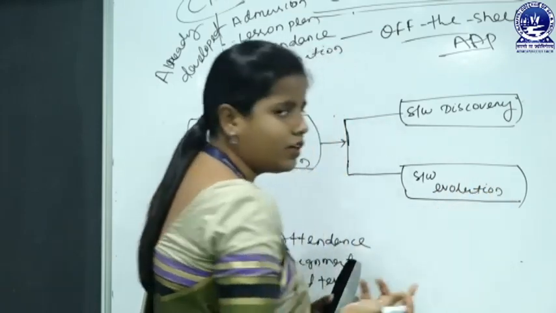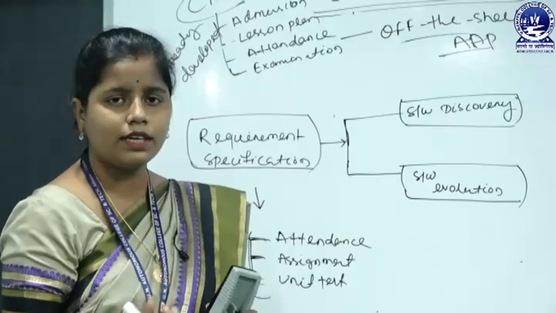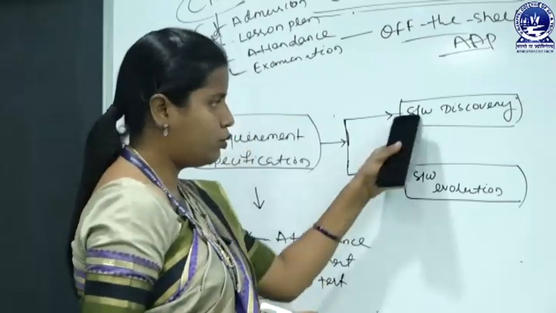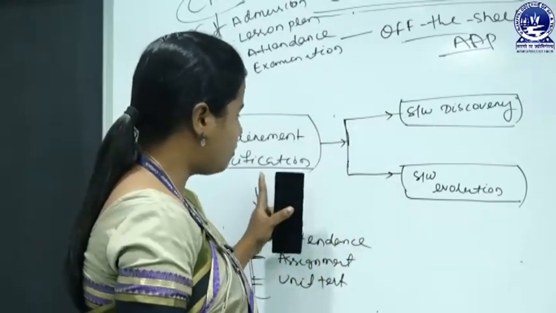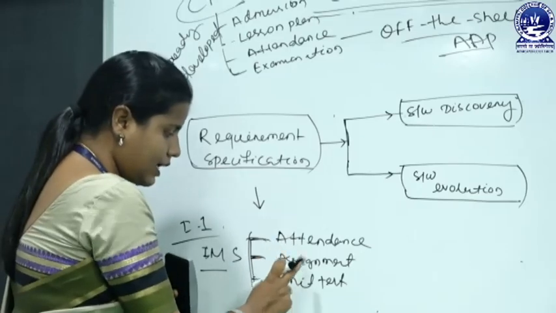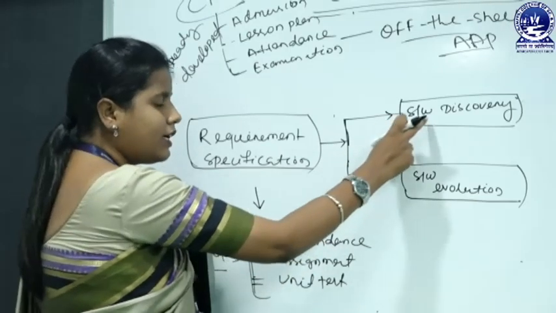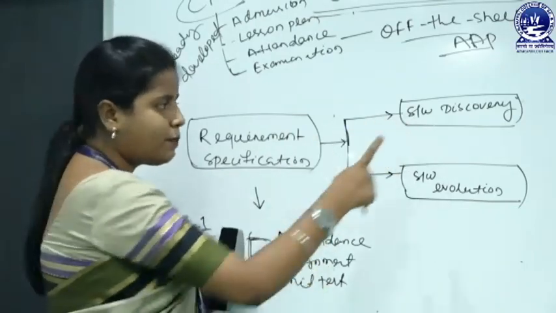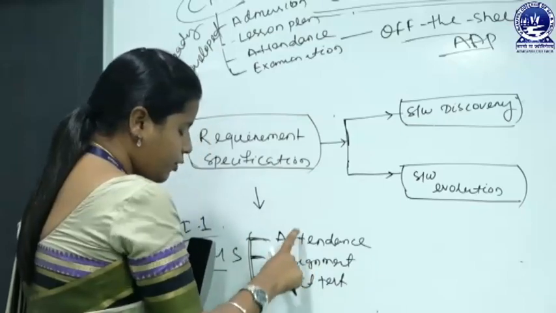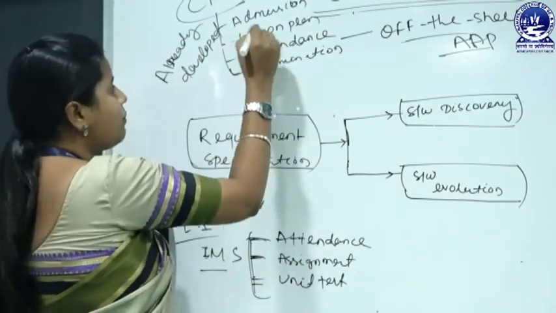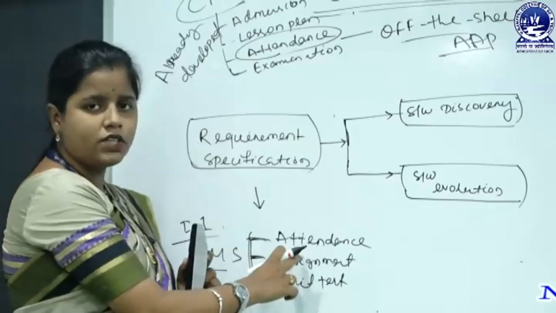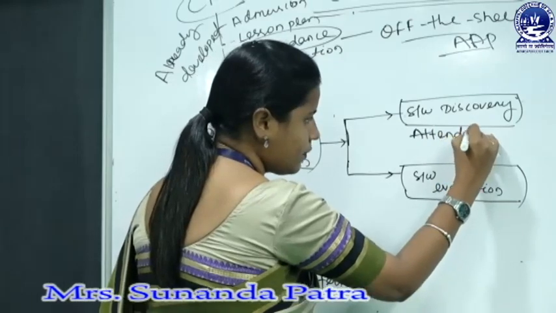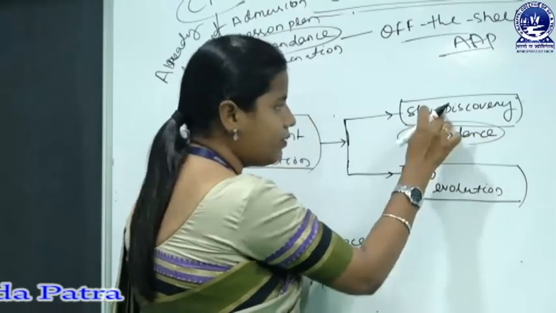Evolution means we are going to create a new software. So, what do these two processes mean? From the requirement specification, that is attendance, assignment and unit test, whatever software is already available, we are going to specify in case of software discovery. So, from attendance, assignment and unit test, we have the attendance here. That means the attendance is readily available. So, we can find the attendance is now readily available with us.